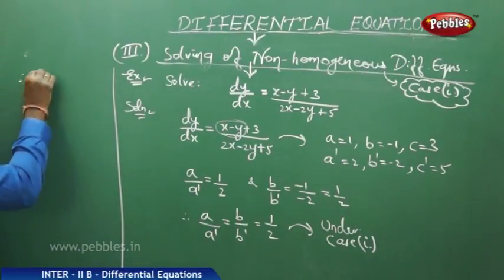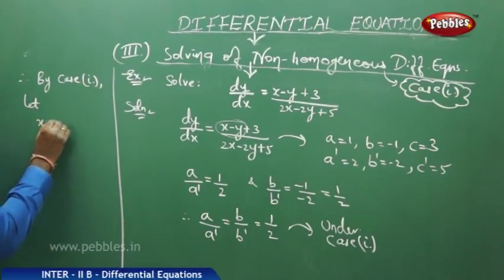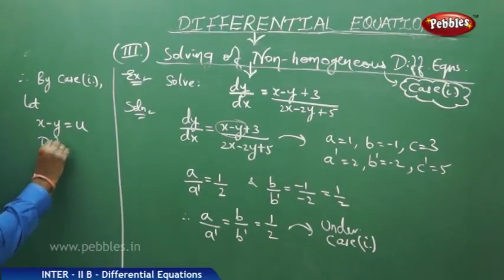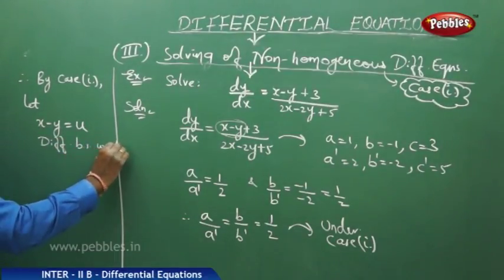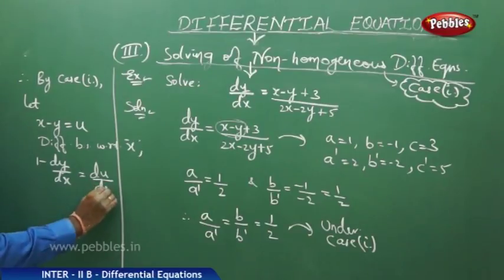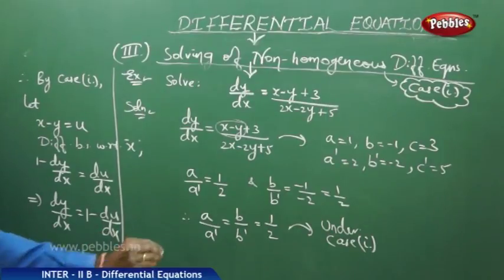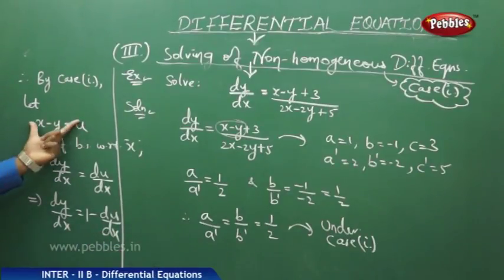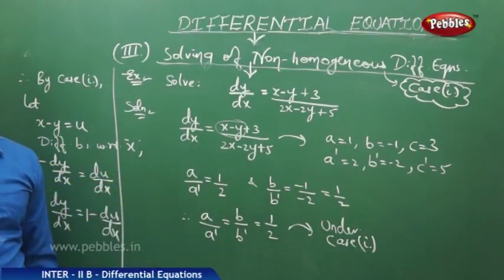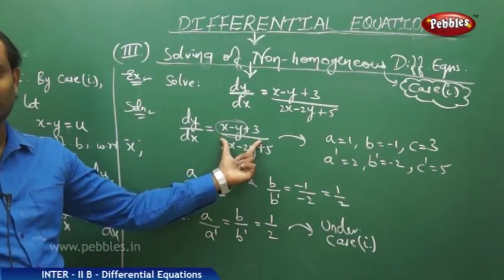Therefore by case 1, let x minus y equals some u. Then in this case differentiating on both sides with respect to x, we get 1 minus dy by dx equals du by dx, which on further simplification gives dy by dx equals 1 minus du by dx, and x minus y equal to u. So I'm going to substitute this and this in the given differential equation. So let's see what happens when these two are substituted in this differential equation.